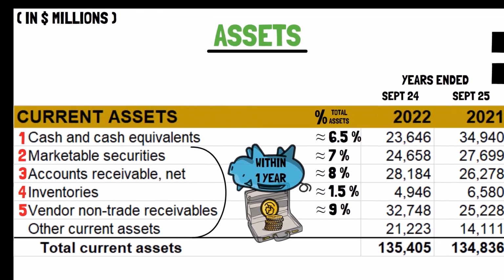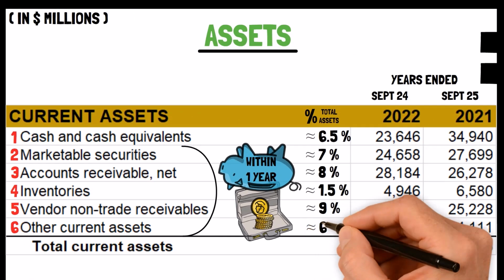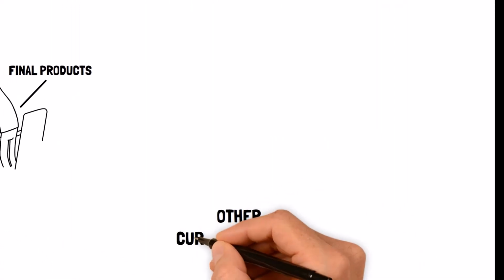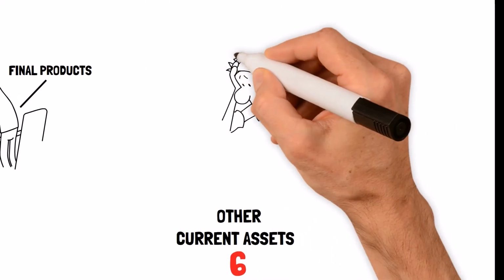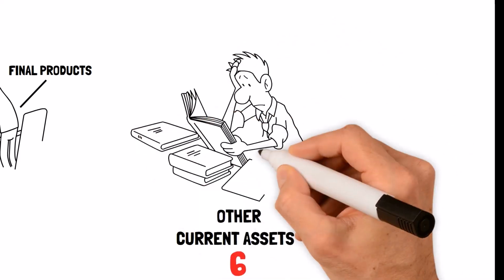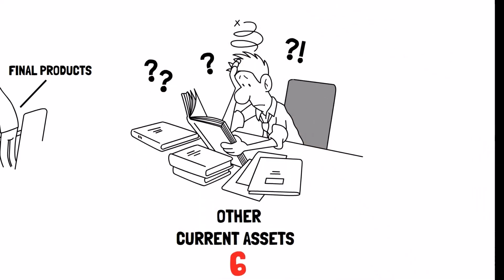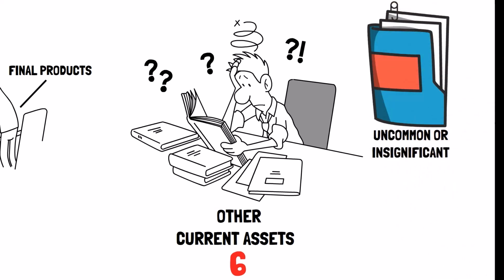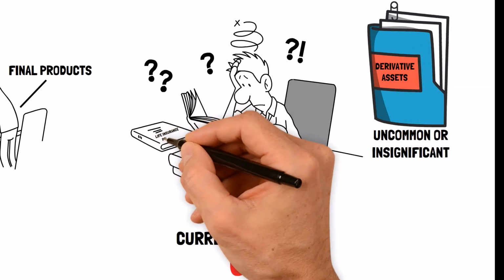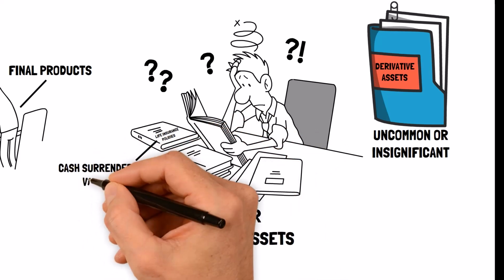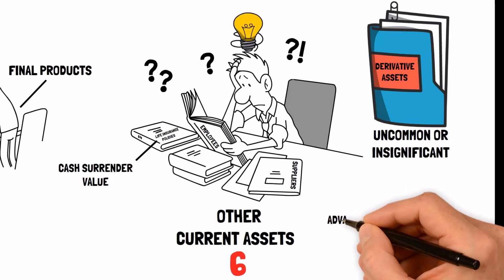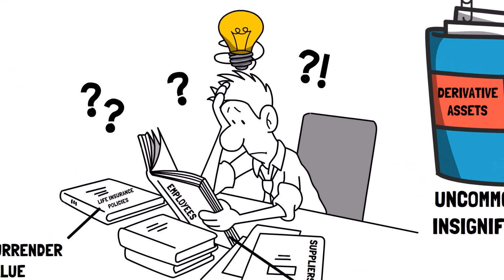The last row covers all other current assets and composes 6% of the total assets. Other current assets are a default classification that contains less common assets with less value, or which are rarely recorded. In other words, they are uncommon or insignificant. Some examples can be derivative assets, life insurance policies, the cash surrender value, and advances paid to suppliers and employees.